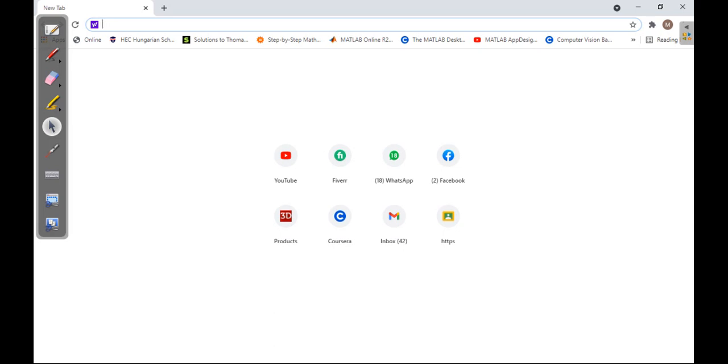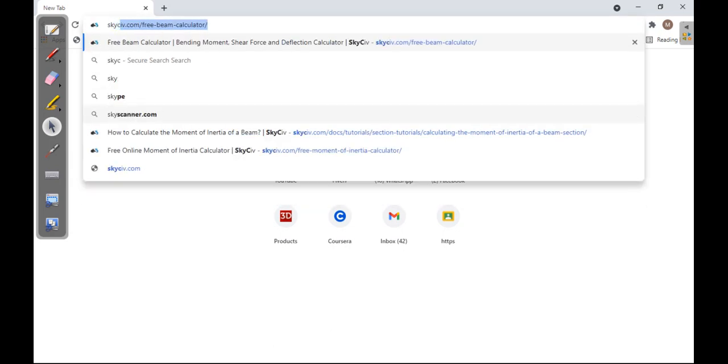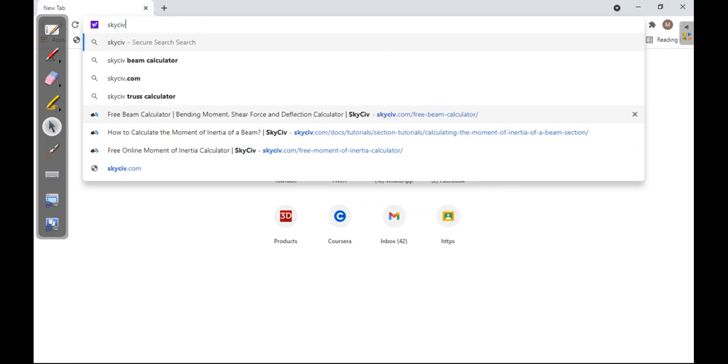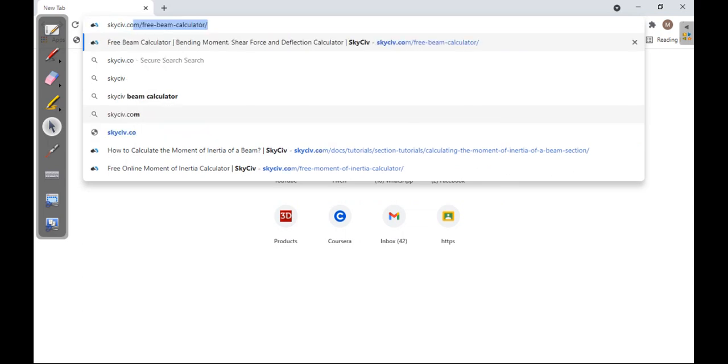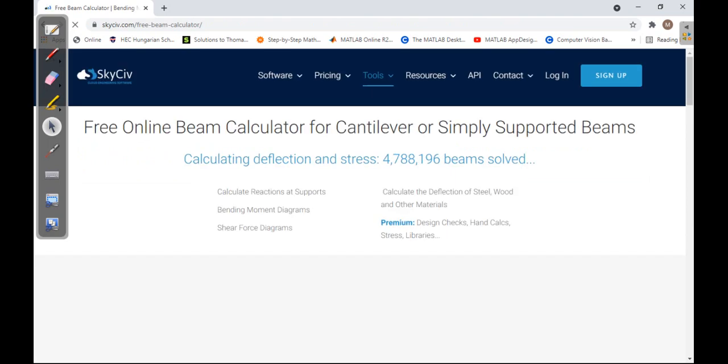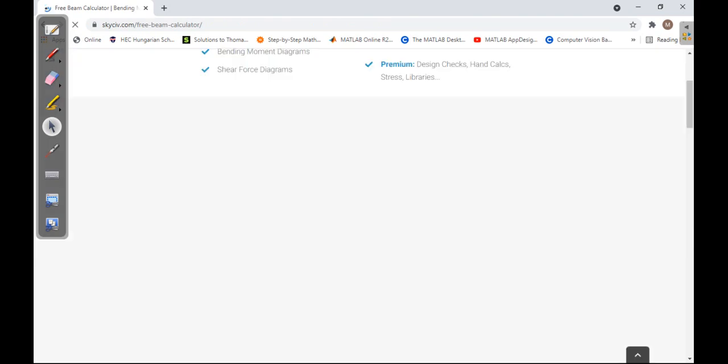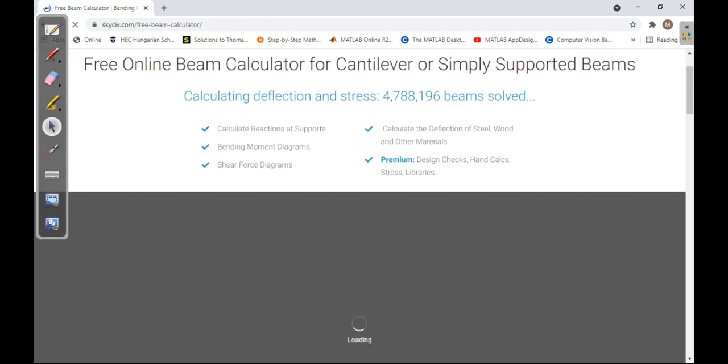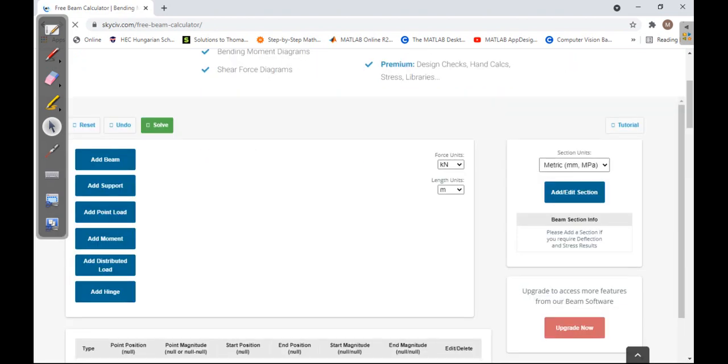There are two tools which we are going to introduce. The first one is SkyCiv, skyciv.com. This is a beam calculator. Yes, you would see something like this. This is absolutely free.